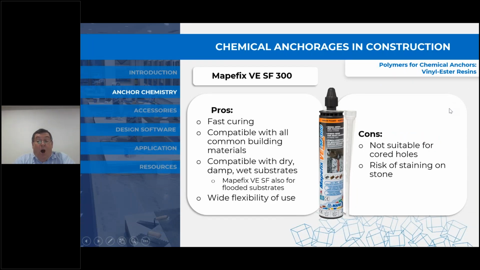When we talk about the hybrid or the vinyl ester, it's certainly a much faster curing as well, with compatibility with all common building materials. It's a very good general material that can be used in regulated and unregulated markets. It's compatible with dry substrates. The VESF, which is the vinyl ester, solvent-free or styrene-free, can also be used in flooded substrates, and there's wide flexibility of use. The cons are it's generally not suitable for cored holes, and there's a risk of staining on stone.